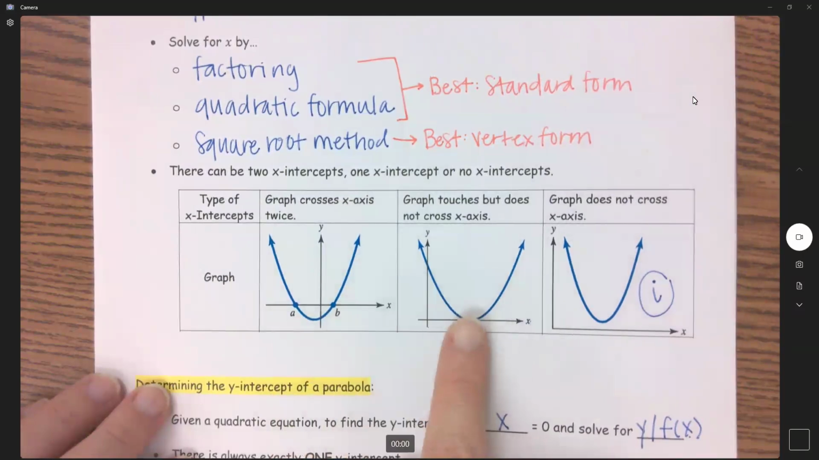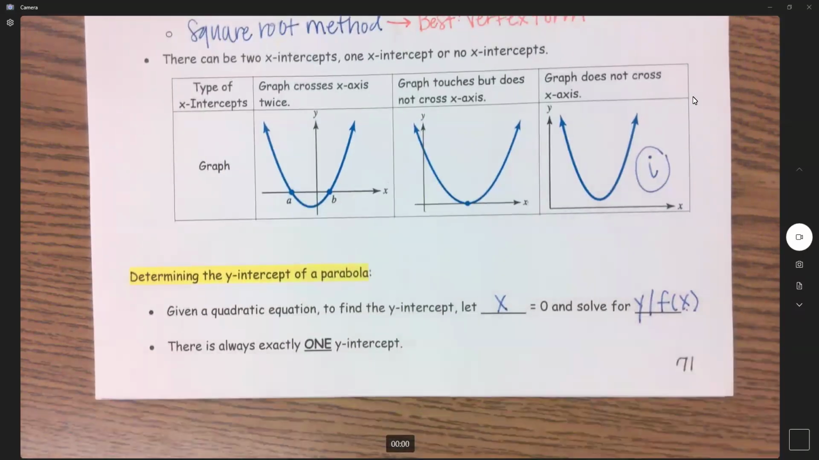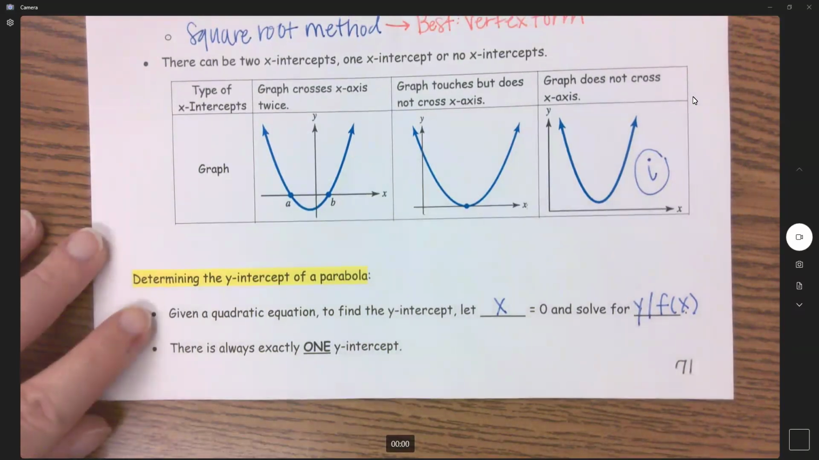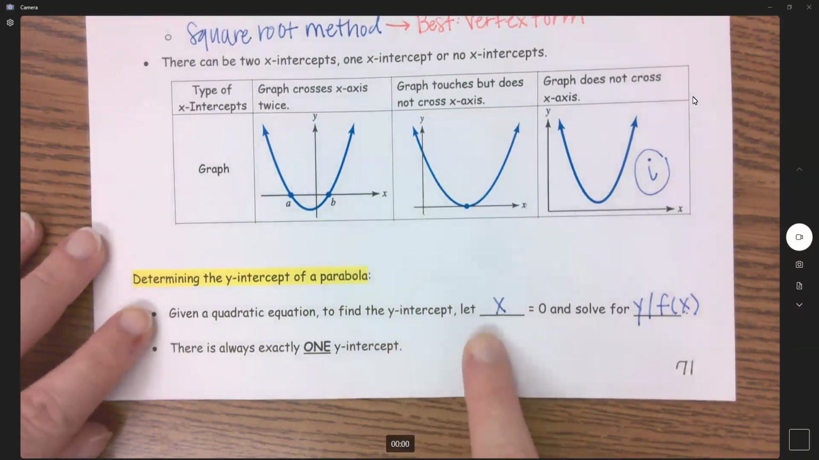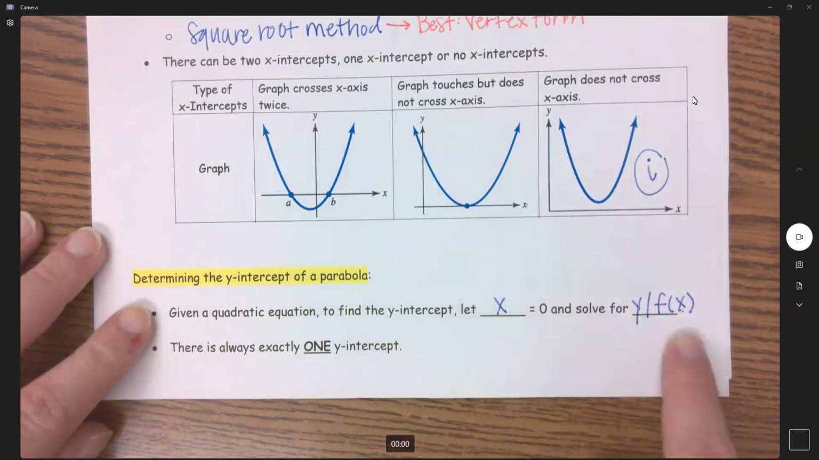So 2, 1, none. And then the other big thing we're going to ask you is to determine the y-intercept of a parabola. So exactly the opposite. If you're given a quadratic equation, to find the y, you let x equal 0 and solve for your y or your f of x.